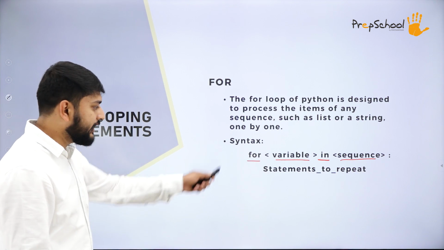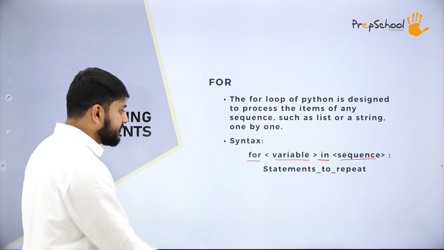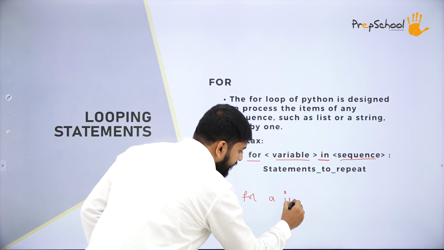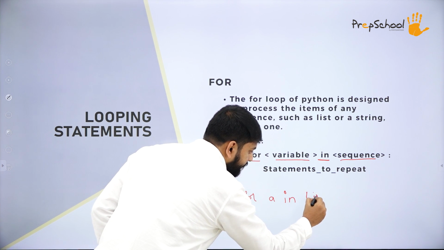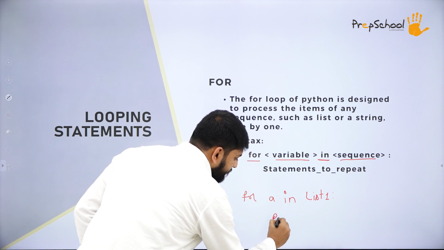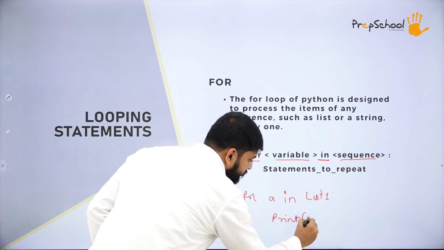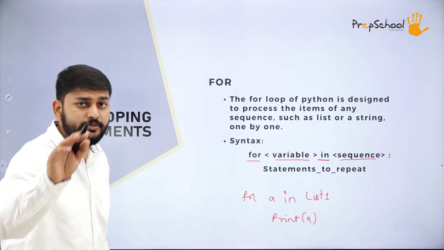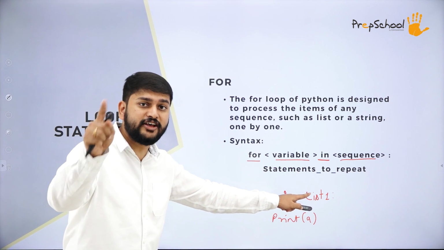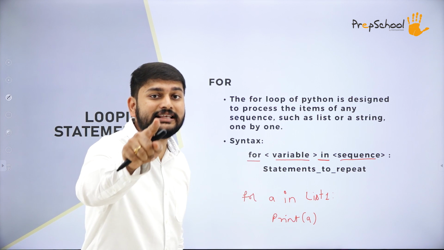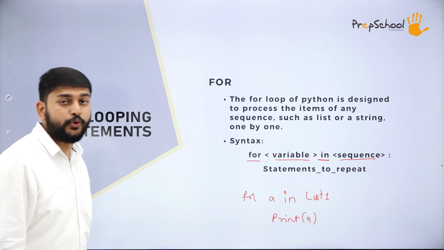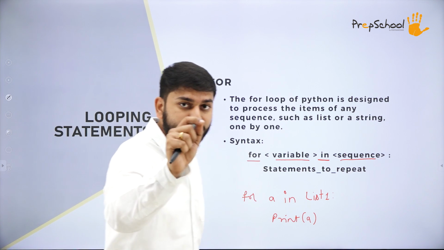My dear students, I'll take an example and try to explain this. Sir, I have for A in list1, print A. So what is the meaning of this, sir? Sir, A is a variable which will access each and every element that I have inside this list and it will be printed one by one. So that is what I'm trying to do in this loop.